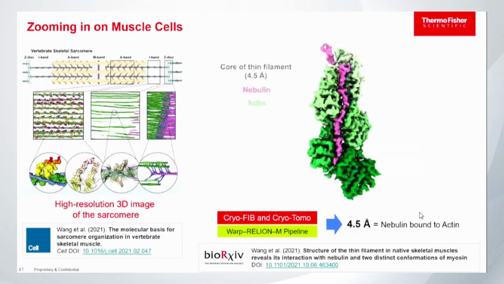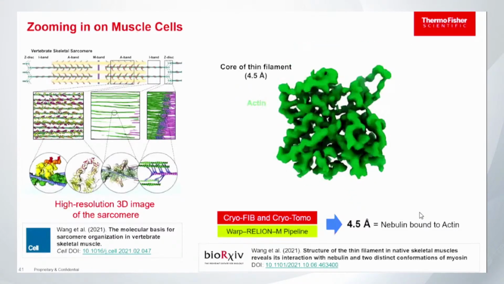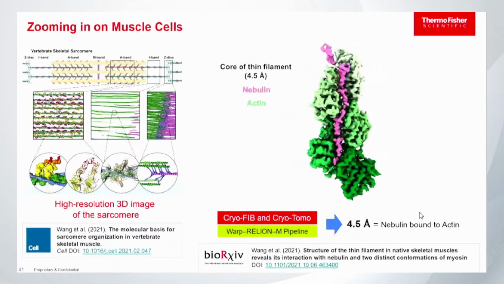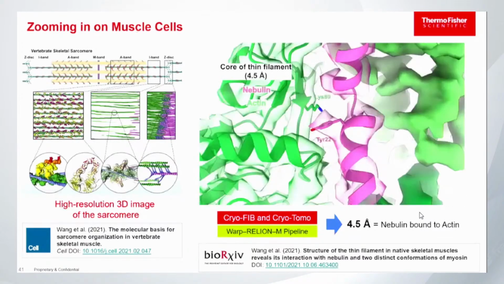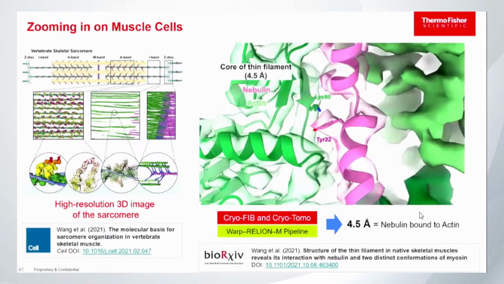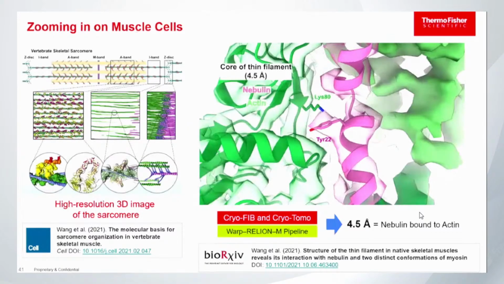But if you really zoom in on the core of the filament, you can see 4.5 angstroms, and you can already start understanding how this nebulin in pink is binding to the actin. You can even see some residues that we know play an important role in this binding. All this is done in situ.